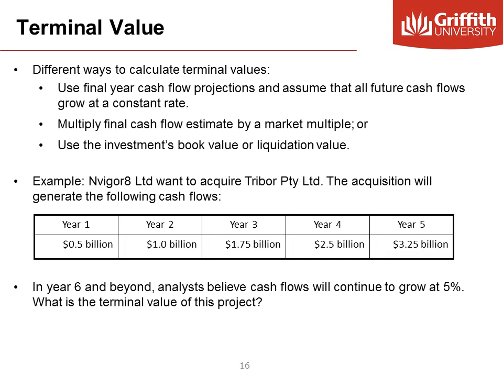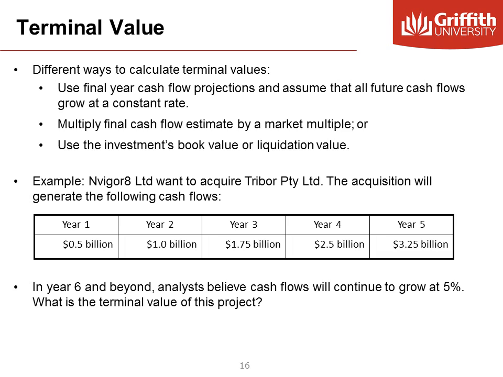There are 3 ways in which we can calculate the terminal value. The first is the same as in share valuation, where we assume the cash flows after a certain point grow at a constant rate. The second is to multiply the final cash flow estimate by a market multiple, like the average PE ratio or price to cash flow or price to sales ratio of companies in the same industry. Or the third, use the investment book value or liquidation value as the terminal value.